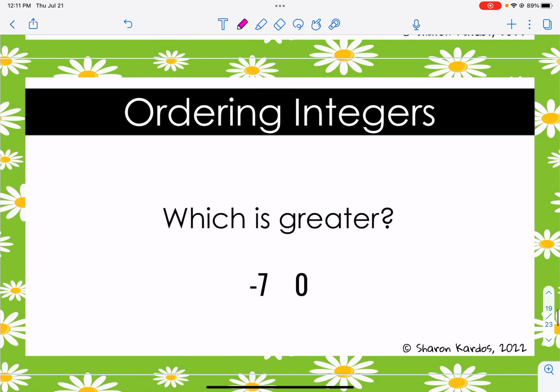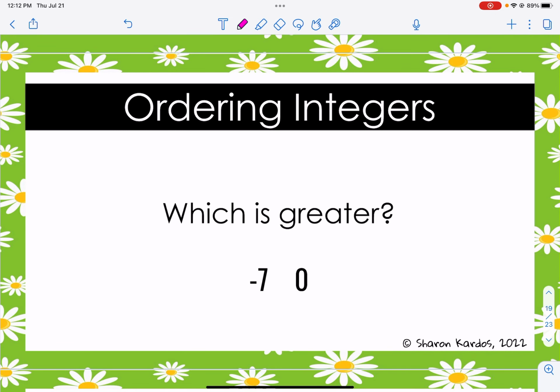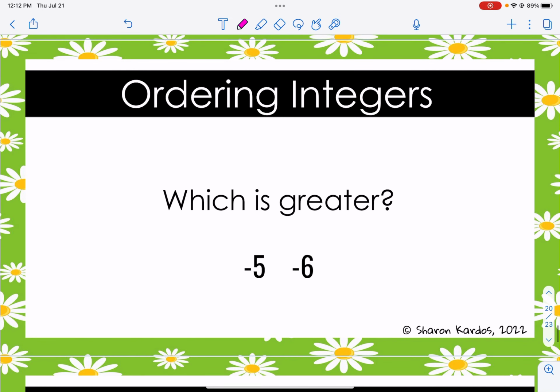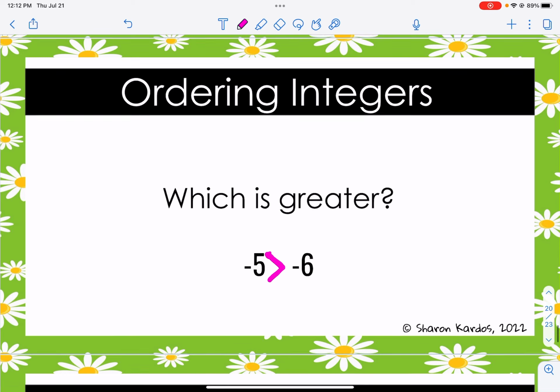Let's try another one. Think it through. Which is greater? And hopefully you said that 0 is greater than -7. Next problem, think it through, compare -5 and -6. Which one is greater? And the correct answer would be -5, okay? Because -5 would be farther to the right on the number line than -6.